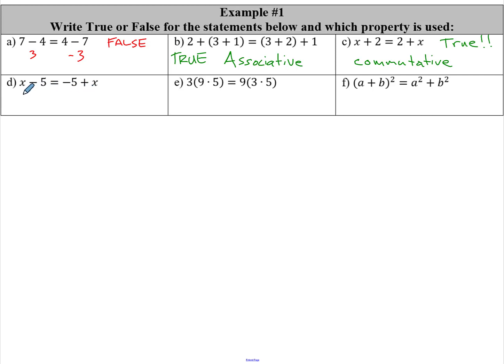Looking at this one, we got x minus 5 is equal to negative 5 plus x. This one looks a little tricky. Maybe it's kind of like letter A because we got some subtraction going on. But it is actually true. All we did was change the order of the terms. If you look here, we have a positive x and a negative 5, as well as a negative 5 and a positive x. So again, this is our commutative property.